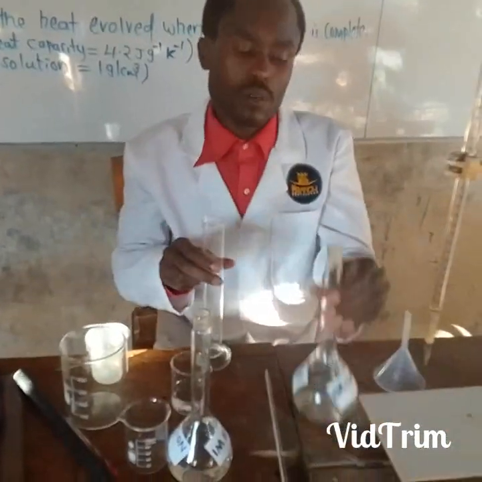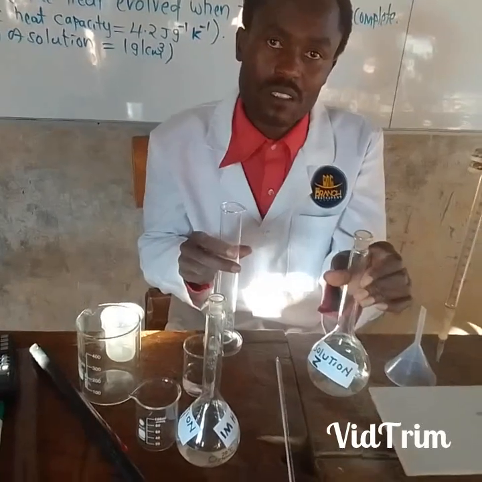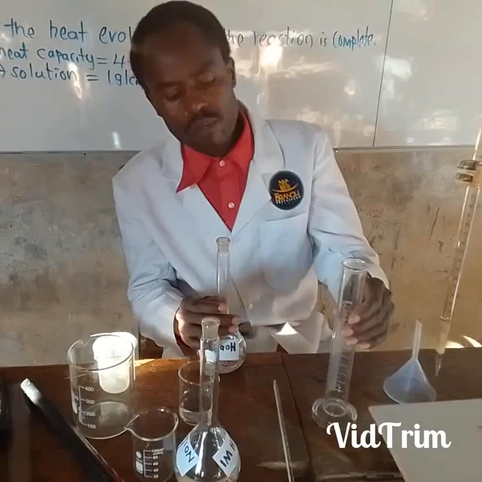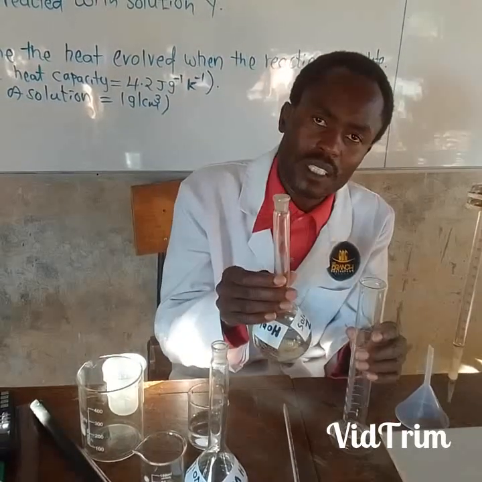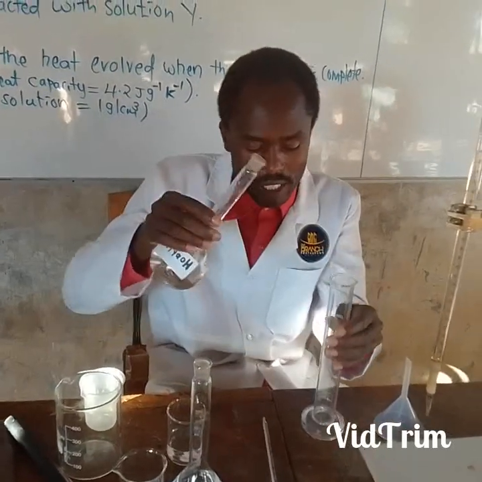So procedure number 2, I'm taking solution Z, which is the base sodium hydroxide solution. Then I measure 20 mL of this solution Z, the base, using a measuring cylinder. Is it okay? Let us go.